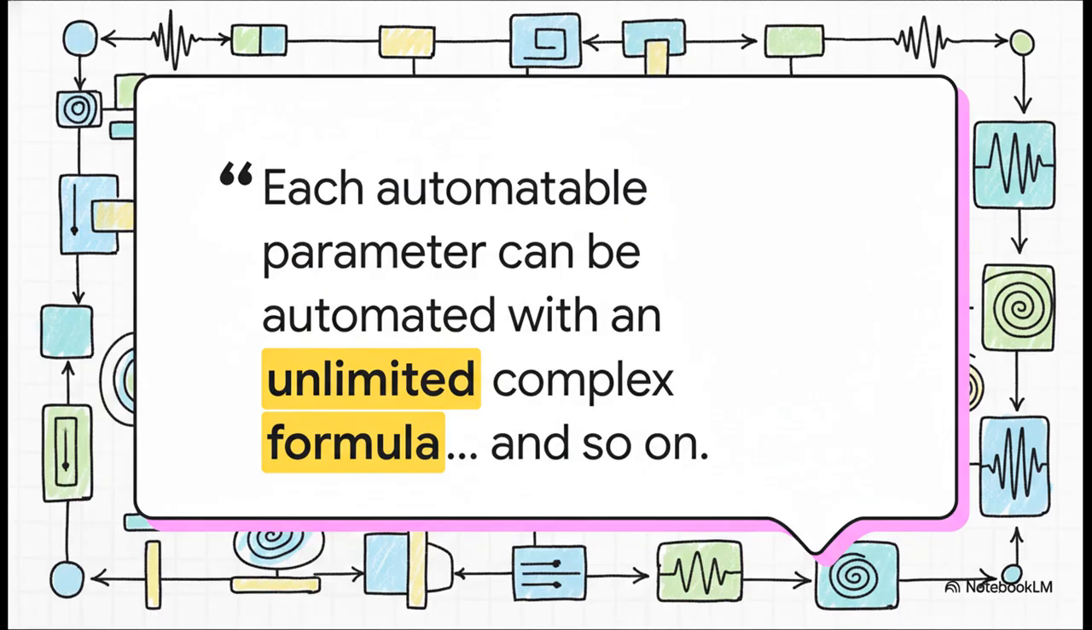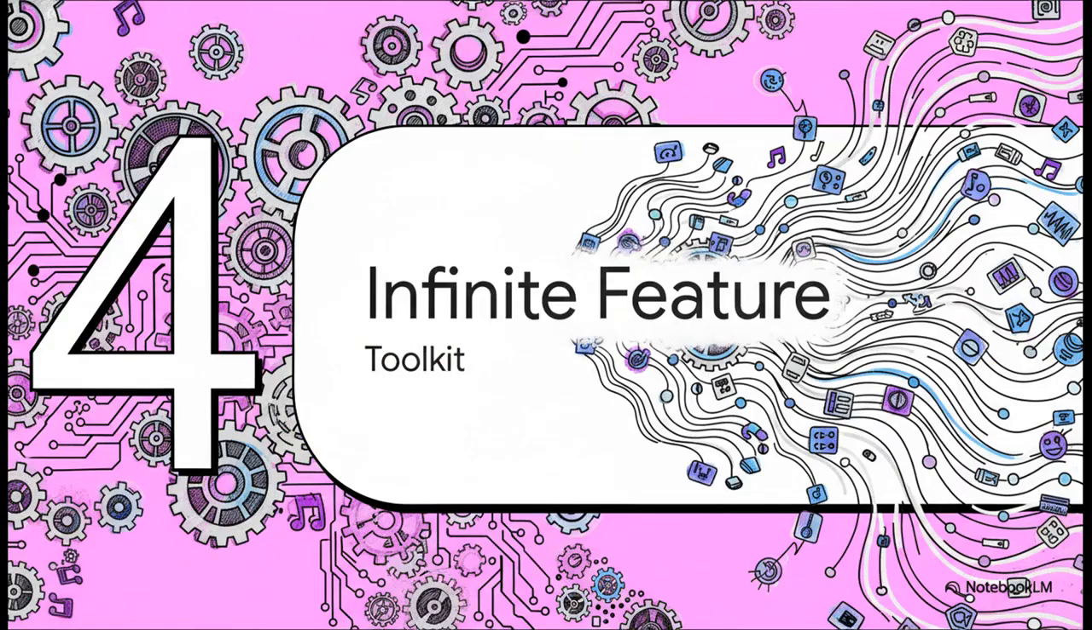Now, to really get a sense of just how deep this rabbit hole goes, listen to this quote directly from the documentation. It says, each automatable parameter can be automated with an unlimited complex formula that in turn can have automated parameters that can be automated with a complex formula, and so on. I mean, let that sink in. It's like automation within automation within automation forever. You can create these insanely complex nested chains of modulation that you can't do in most other plugins. It's wild.